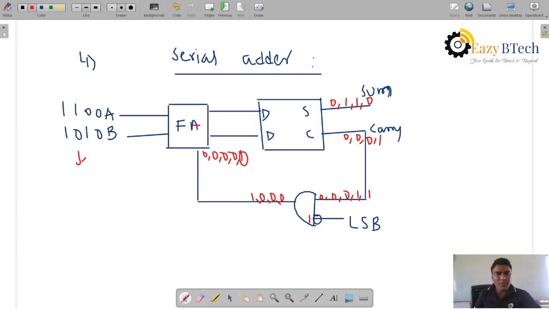So it is serial input, and the carry is also serially generated. By using this type of serial carry generation, we can also increase the speed.